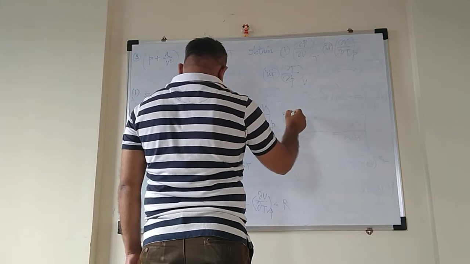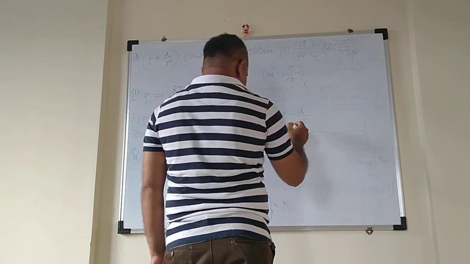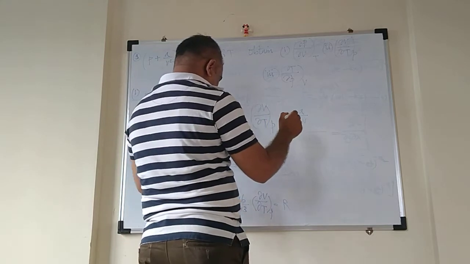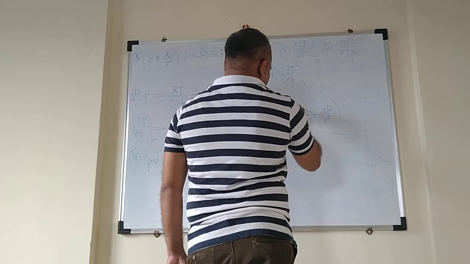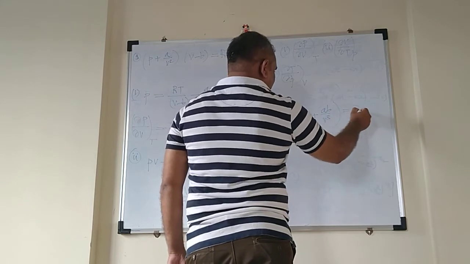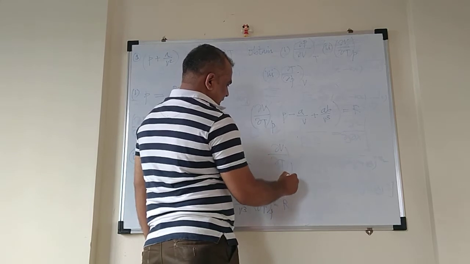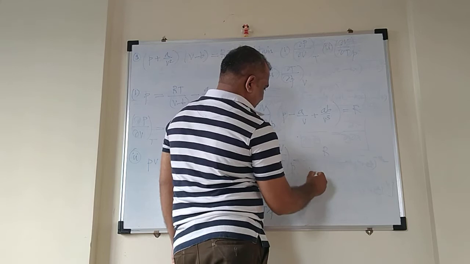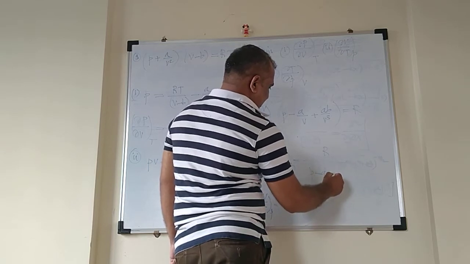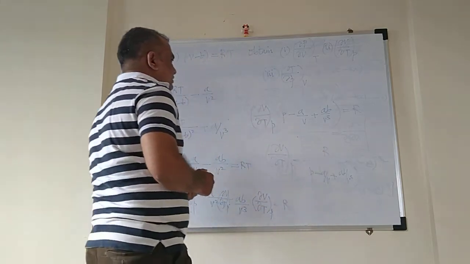So inside the bracket you will get p minus a by v plus ab by v cube, equal to r. So this will give me dou v by dou t at constant p is equal to r upon p minus a by v plus ab by v cube. So this is the answer for the second bit.